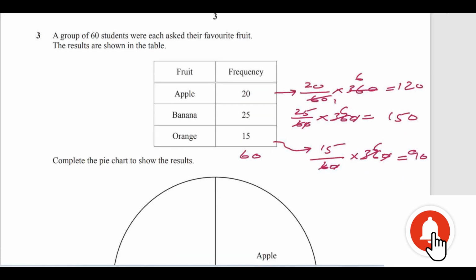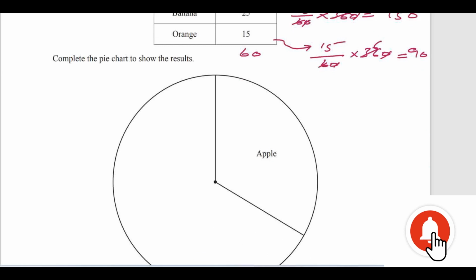Now what does it mean? We can see that this angle will be 120. Now the next one should be equal to 150. So this will be the portion for the banana, and the angle for this should be 150, and for the last one the angle must be 90 degrees. You can use the protractor to draw these angles. So this portion will represent the oranges.